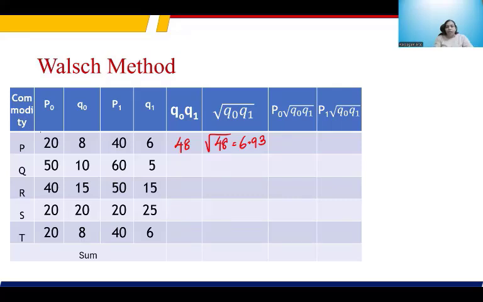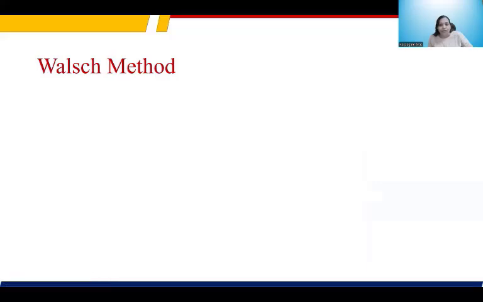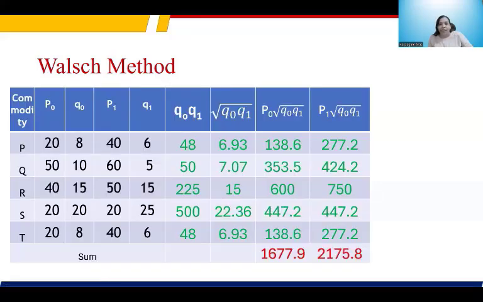After finishing this, let's go ahead and take P0. 20 multiplied by 6.93. This will give us an answer of 138.6. Next level, let's take P1. 40 multiplied by 6.93. We will have an answer of 277.2. Finish up the calculation for the entire 4 columns. Summation of these 2 columns. Pause the video and complete the calculation. I'm sure you have finished the calculation. Check your answer. If your answer is right, let's proceed. Otherwise, pause the video, check where you have missed it, and then continue.